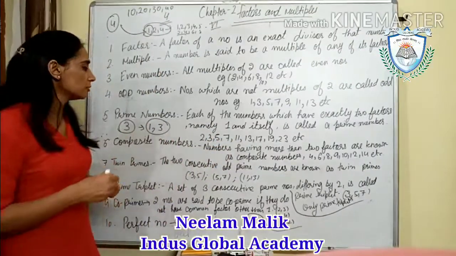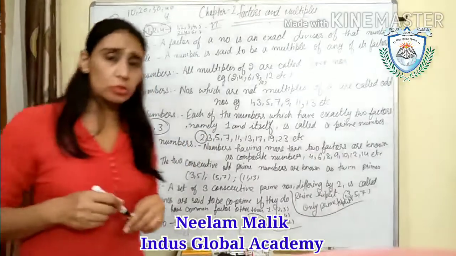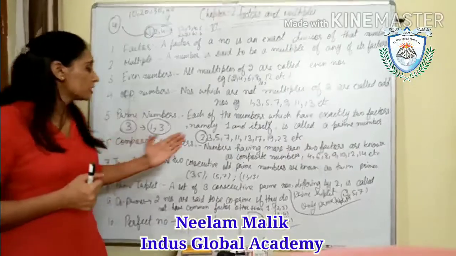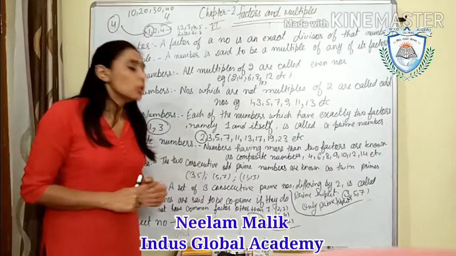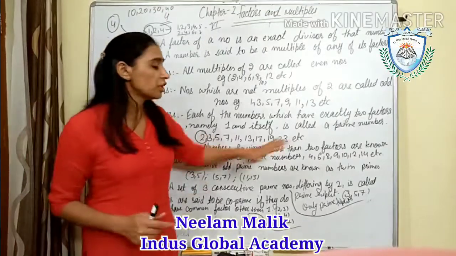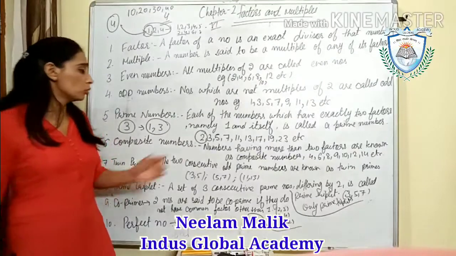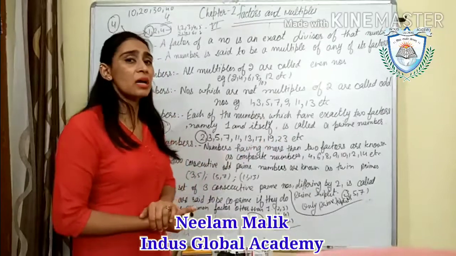Okay. So here, sometimes they can ask you which is the smallest prime number. We will say 2, which is the only even prime number. Look at these prime numbers, here is only one even number. Even means divisible by 2, so that is only 2. After that, all prime numbers are odd.